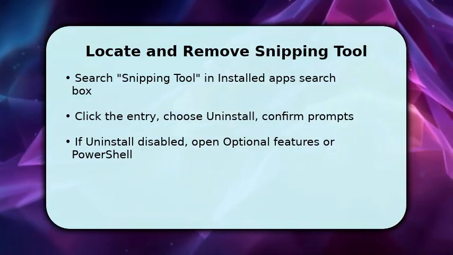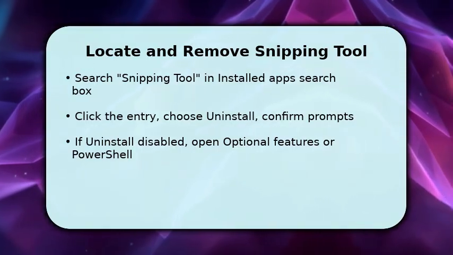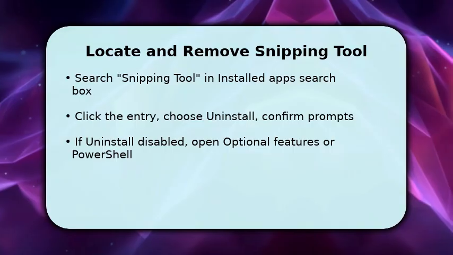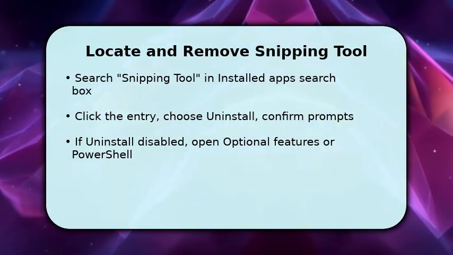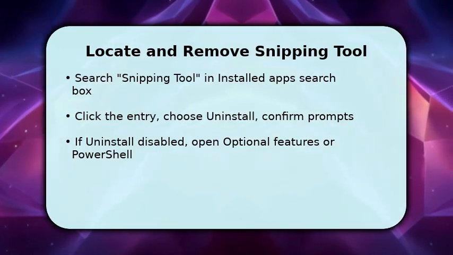If the Uninstall button is grayed out, make sure to check optional features for a removable package or switch to an elevated PowerShell to run the removal command. This provides an alternative pathway when the settings UI won't let you proceed.